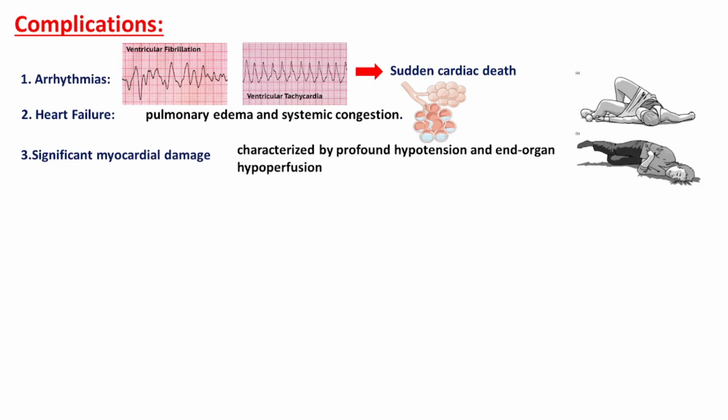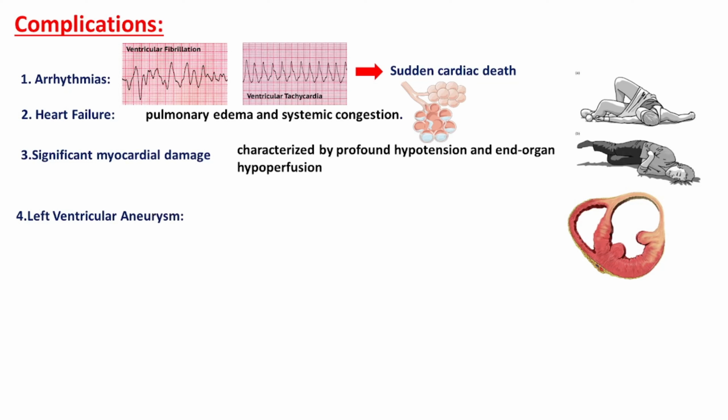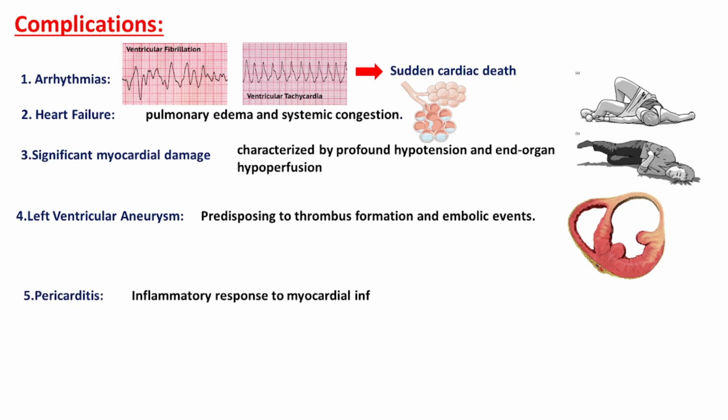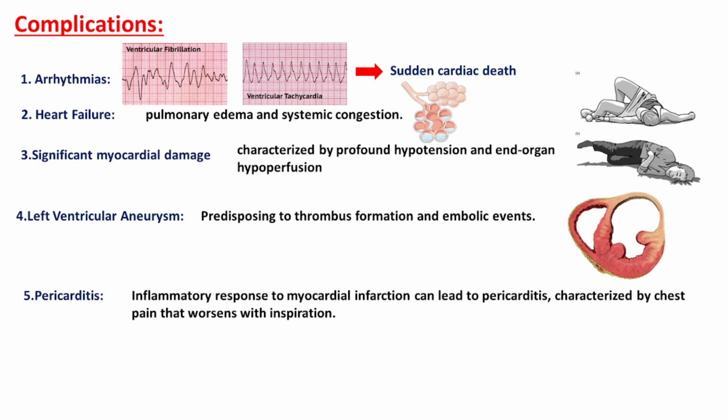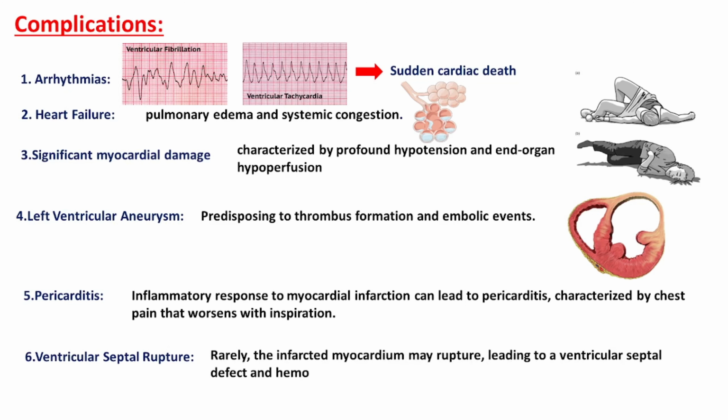Left ventricular aneurysm. In some cases, myocardial infarction can result in the formation of a left ventricular aneurysm, predisposing to thrombus formation and embolic events. Pericarditis. Inflammatory response to myocardial infarction can lead to pericarditis, characterized by chest pain that worsens with inspiration. Ventricular septal rupture. Rarely, the infarcted myocardium may rupture, leading to a ventricular septal defect and hemodynamic instability.